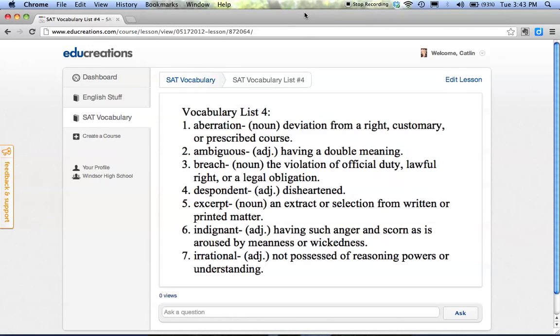As usual, please take Cornell Notes on the words and the definitions and write down any alternate definitions, any examples, any root words that I pull out that you think will be helpful for you in remembering these words.